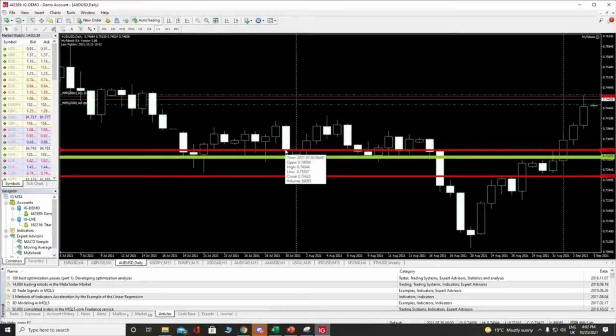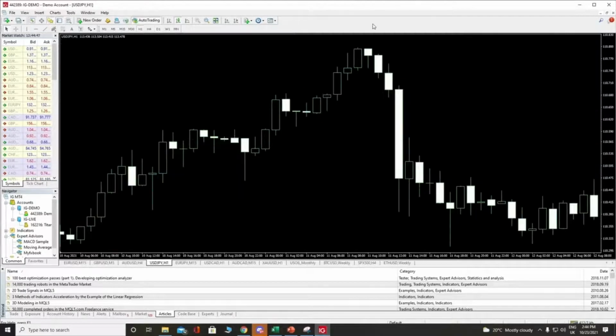Now why is it called neck on? Because they share the same price. The closing price of this candle, which was a bearish candle, is the same as the closing price of this candle, which is a bullish candle. I know it's a bit tricky, and it's very rare. You will see it in markets with very low liquidity.